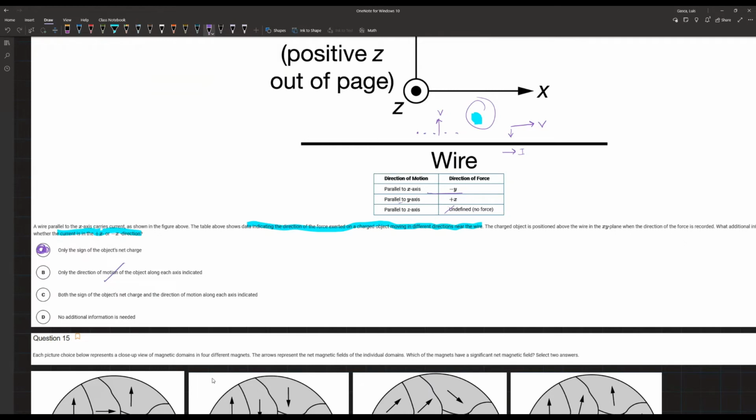So for the rest of these, only the direction of the motion of the object along each axis is indicated. We don't need that. We don't need the direction of motion because these directions are only for velocity, magnetic field direction, and the force direction. We don't actually need to know which way the motion is directed because we already have these directions of motion. So A is the best choice.